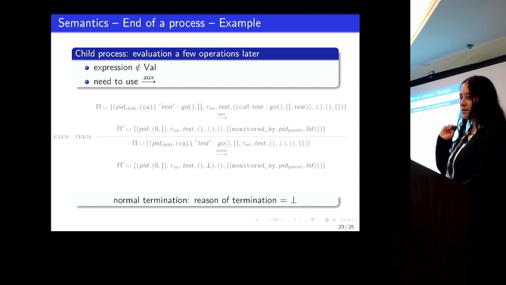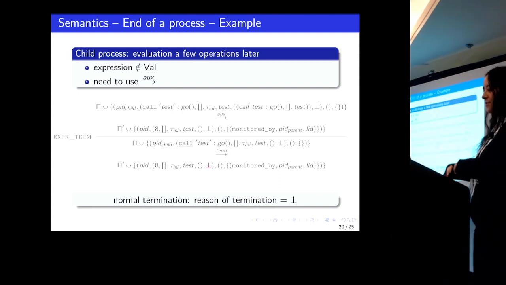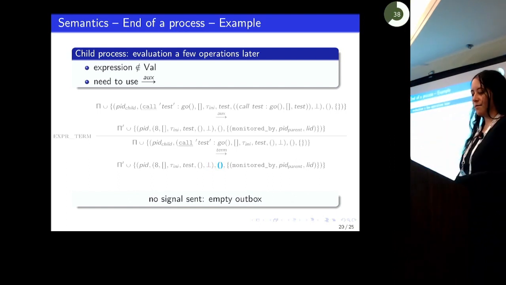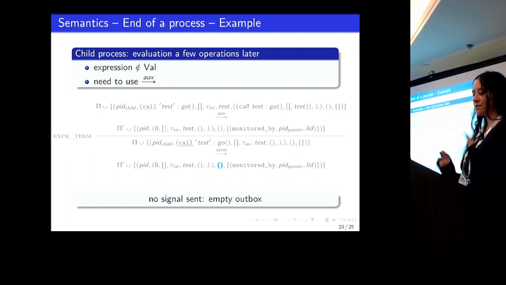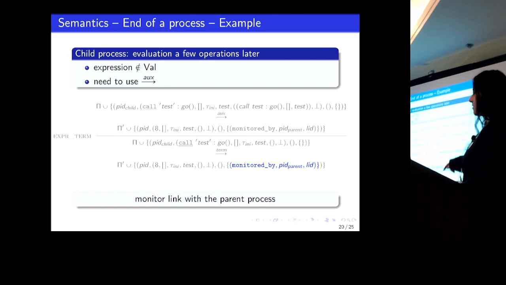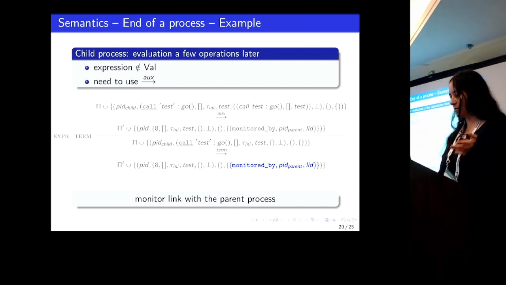The termination is normal. There wasn't any kind of problem or bug, so the reason of termination is still bottom. And the child still hasn't sent any kind of signal, so the outbox is still empty. And as said earlier, it has a link with the parent process, which is represented with this tuple. So it is monitored by the parent with a link with identifier ID.